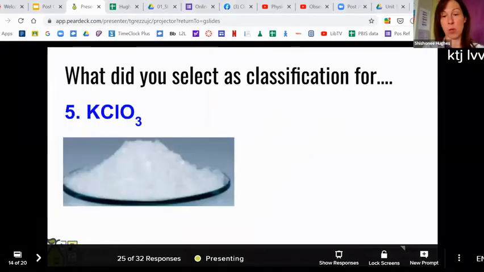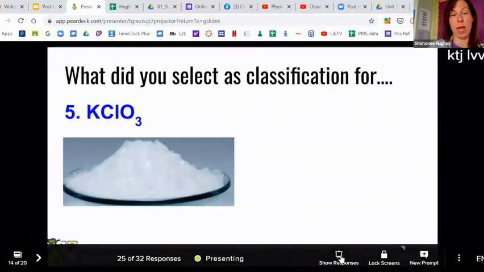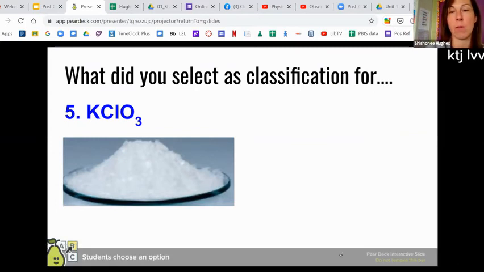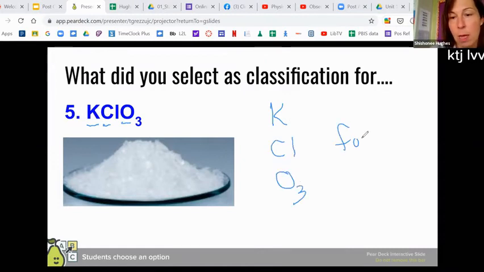Awesome. KClO3, let's see what you got. Woohoo! Most of you said compound, and that's right. I want to point out here, we have lovely capital letters. We have K for potassium, C for chlorine, O for oxygen. K, C, L, and O. This is a formula which shows you it's a compound.